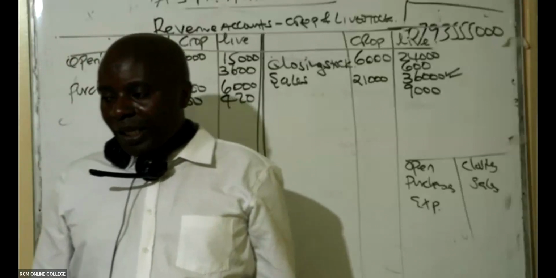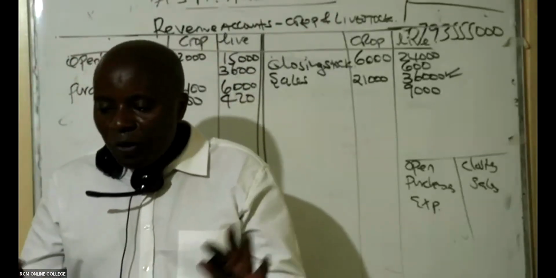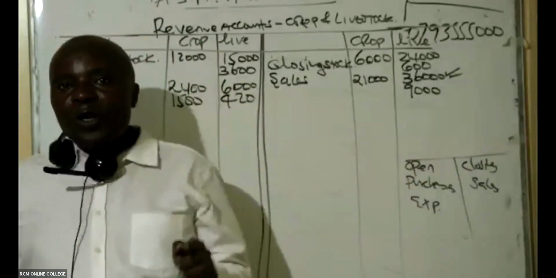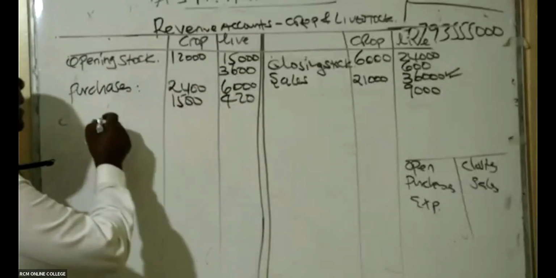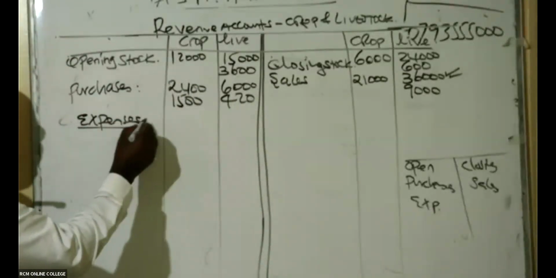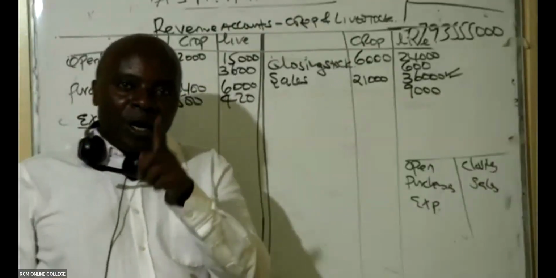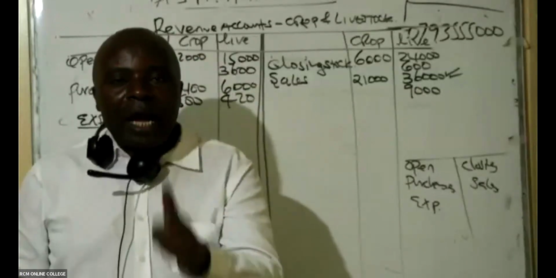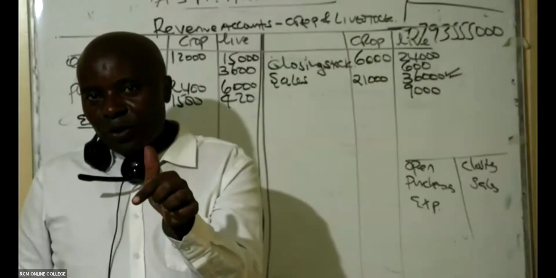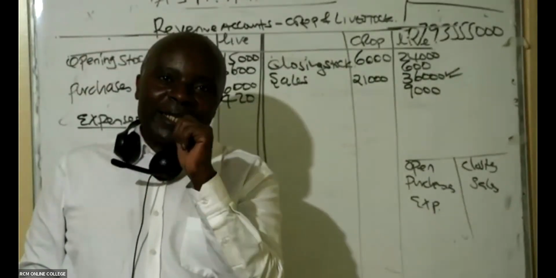Ladies and gentlemen, now I've done what we call the obvious. So here I've earned some obvious marks. It is after doing this that we shall be able to come and detail all our expenses now. And remember, to the revenue account, we normally take specific expenses, those expenses that you can tie to a biological asset.